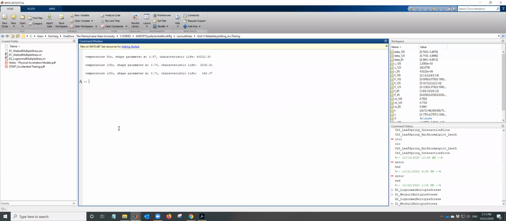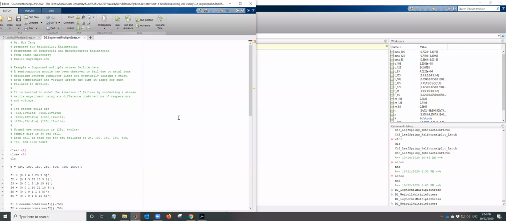Okay, everyone. Now let's have a look at the log normal probability plotting. First, let's have a look at the problem or example. What is the example? We have multiple stress failure data, and we want to see whether they follow log normal distribution.